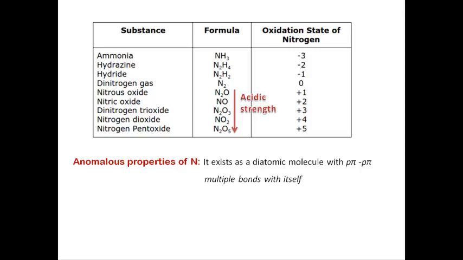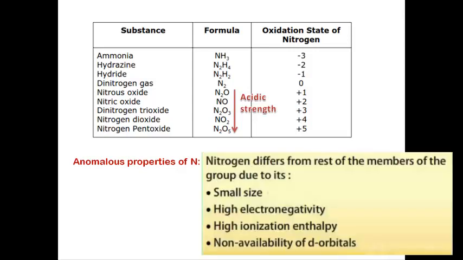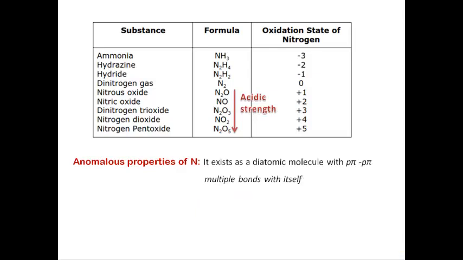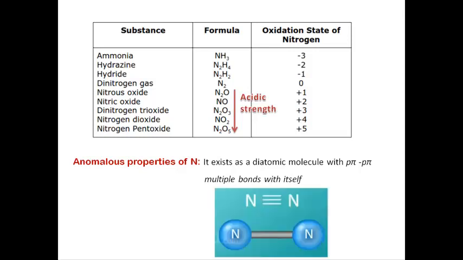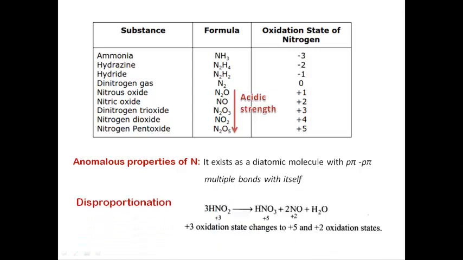Nitrogen can exhibit anomalous property. Nitrogen atom has smaller size, and because of this it has high ionization enthalpy, high electronegativity, and there is no d orbital in the nitrogen element. Therefore, it shows anomalous property, and because of this it exists as diatomic molecule with p-pi multiple bonds with itself. No other elements in the nitrogen family can show this type of bonding.